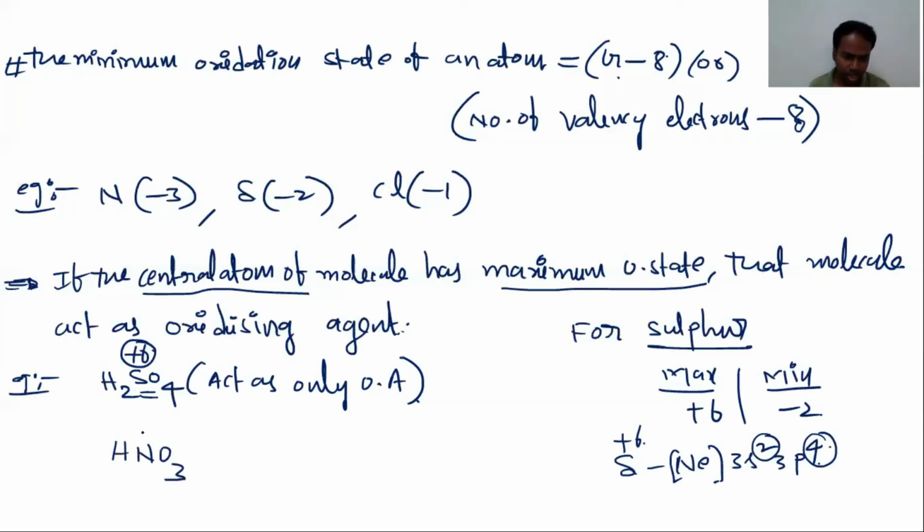Take one more compound here, HNO3. Here, what is the oxidation state of nitrogen? +5. The maximum oxidation state possible for nitrogen is also +5. So nitrogen, by losing 5 electrons, gets the helium configuration. It cannot lose further, but there are chances to gain electrons. So that's why it can act as only an oxidizing agent. If the central atom has the higher oxidation state, then that compound acts as an oxidizing agent.